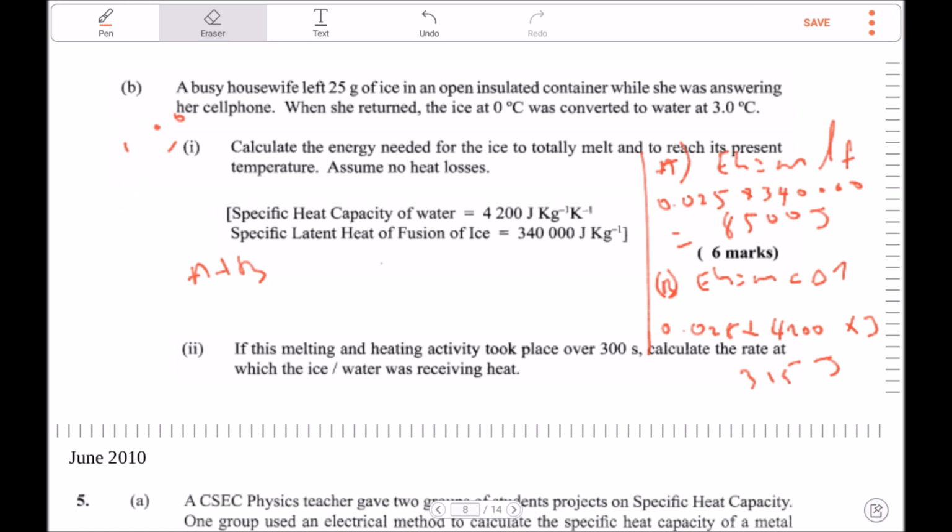So to get our final answer now, we add them both, so that's 8,500 plus 315, so that's 8,815 joules.